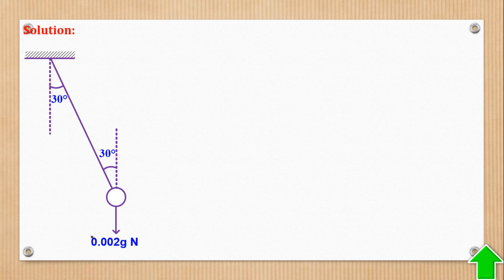I think we realize we're writing 0.002 G. Now this G is no longer grams. This G is acceleration due to gravity. We are writing mg, where m is the mass in kilograms. So the 2 grams must be converted to kilograms.